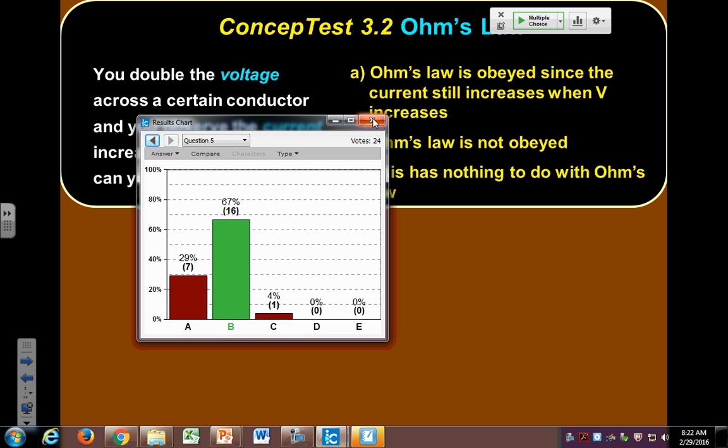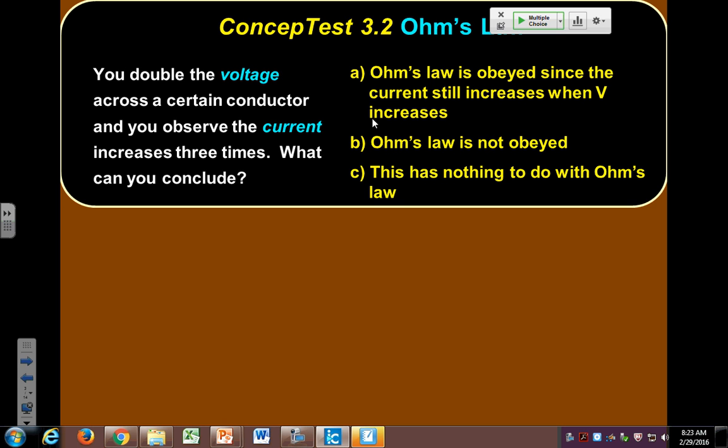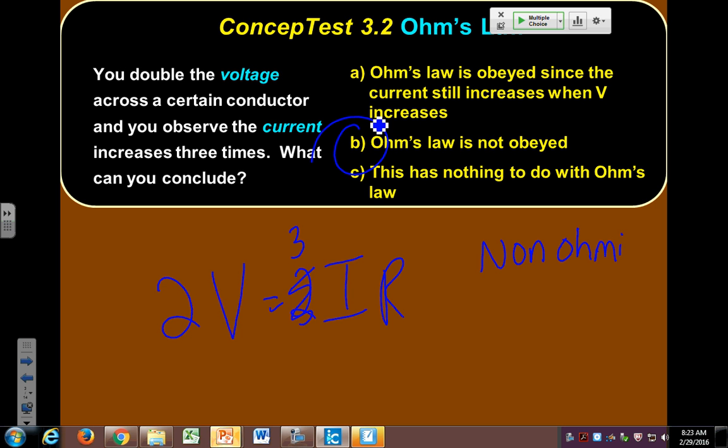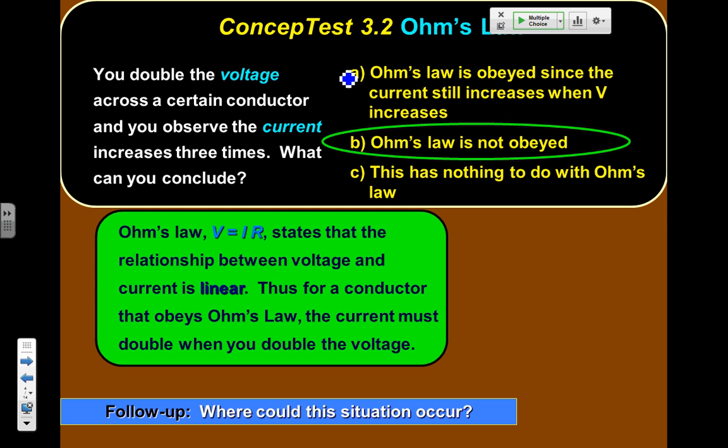Okay, very good. Ohm's law is not obeyed, because if I write V equals IR, what I'm saying is that if I double the voltage, I should get double the current, but what it's saying is I'm getting 3 times the current. So that's saying that Ohm's law is not obeyed. This is called a non-ohmic device. We'll get to that on Wednesday. Diodes are non-ohmic.